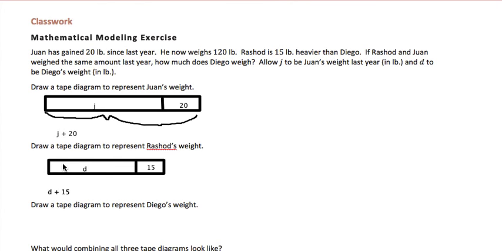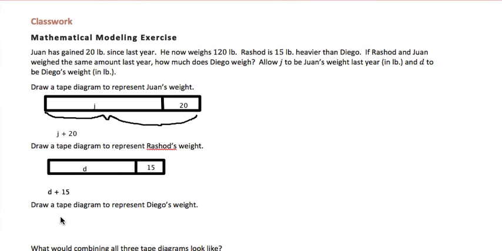Now, our tape diagram for Rashad, since they told us that Rashad and Juan weighed the same amount last year, is the same size as Juan's weight from last year, roughly. And they also told us that Rashad is 15 pounds heavier than Diego. And they only asked us to represent J for Juan's weight and D for Diego's weight. So if Rashad is 15 pounds heavier than Diego, we have Diego's weight plus 15, which represents Rashad's weight.